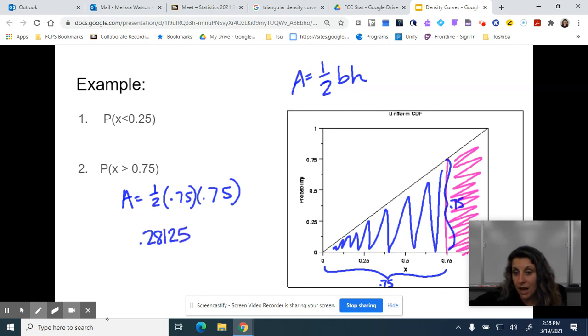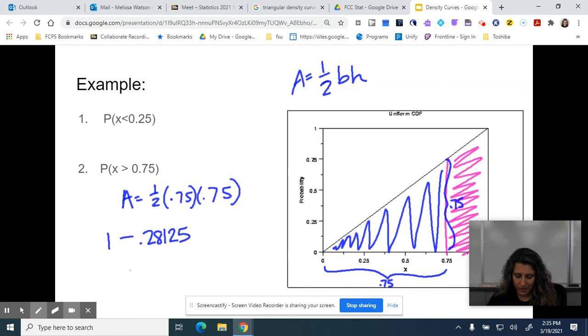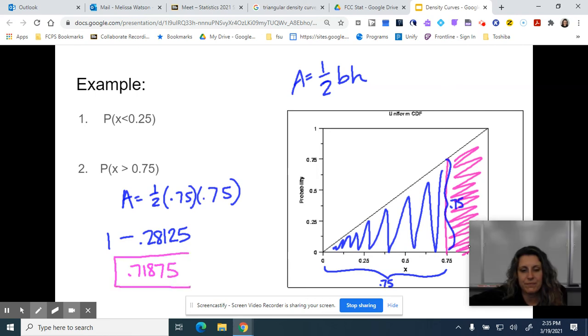That's the complement. So I'm going to take 1 minus that probability, and that's going to leave me the probability in pink, which is the probability that I want. So if I take 1 minus 0.28125, I will get the probability in pink, which is 0.71875. Okay, so again, in some situations, it might be easier for you to find the opposite and then use complement rule. Okay, this concludes our notes on density curves.